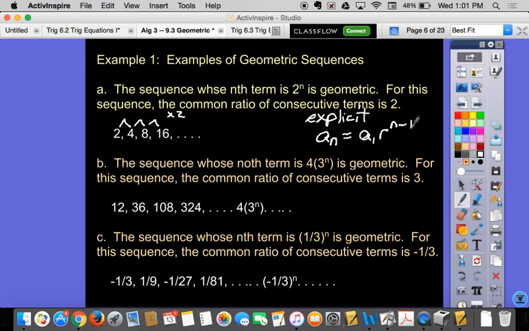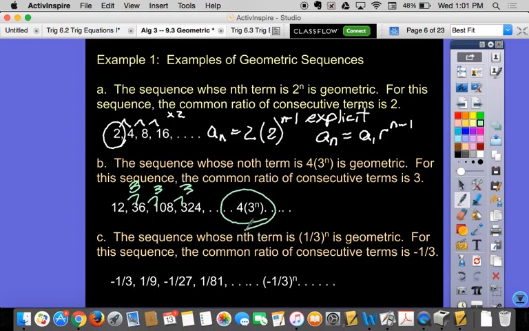So you could easily produce your explicit formula by looking at that sequence. a sub n is equal to the first term, and then your ratio, which is what you are multiplying by each time, and then it is always raised to n minus 1. You can create your explicit form rather simply, and most of the time by inspection you can just tell what you're doing, and there's your explicit form right there. They just put the n on the inside.